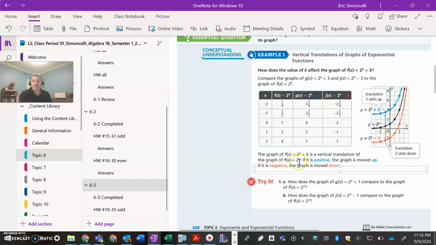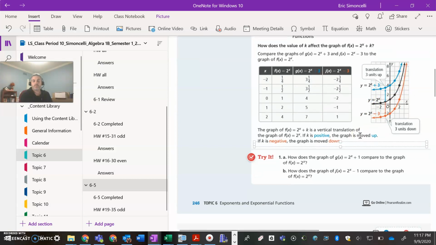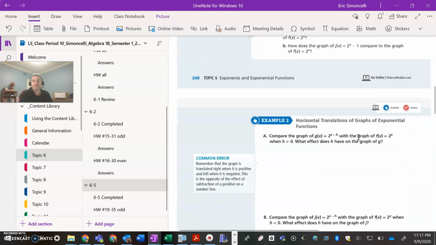So the graph of f of x equals 2 to the x plus k is a vertical translation of the graph of f of x equals 2 to the x. If k is positive, the graph is moved up. If k is negative, the graph is moved down. And we see the difference between, again, the blue and the red functions, based upon the black parent function to start with. Let's move on.